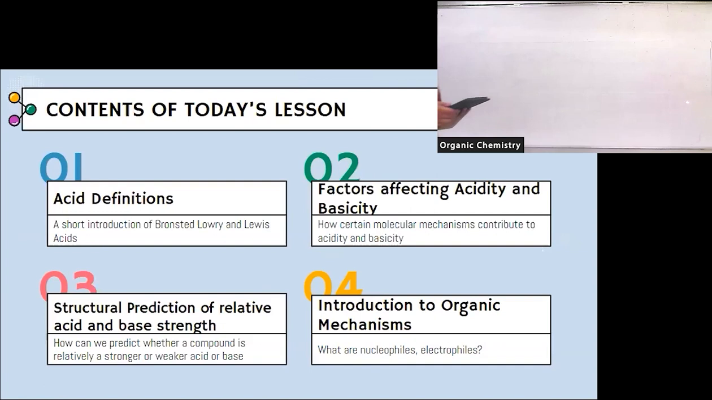Yung discussion natin today, hinati namin into four parts, which mamaya makikita nyo din naman. First is acid definitions. Yan yung pinakasimula or pinaka-basic na part of organic chemistry. Then next is the factors affecting acidity and basicity, as well as structural prediction of the relative acid and base strength. And lastly, an introduction to the organic mechanisms. So next slide.